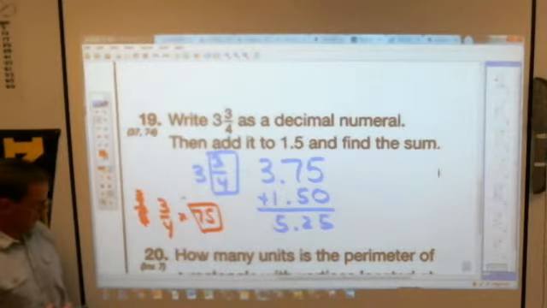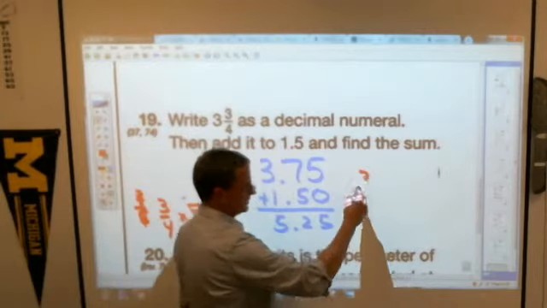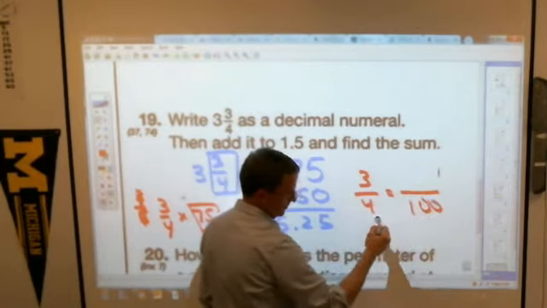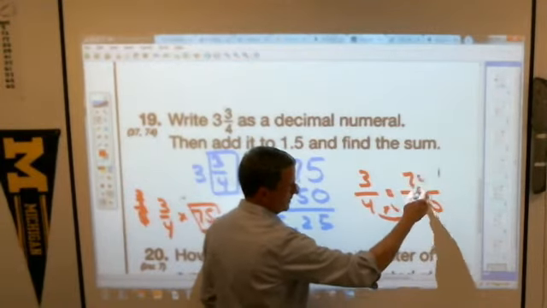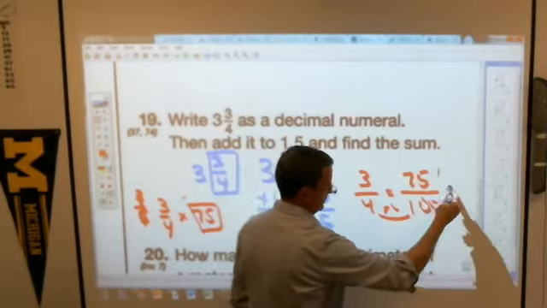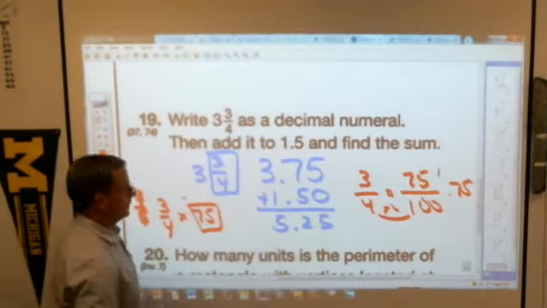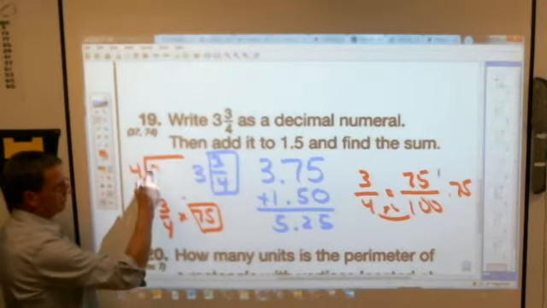Multiply 4 by 25 and multiply 3 by 25 and make it a decimal. Okay, I see where Ethan's going with that. He's saying, well, since decimals are out of 100, you multiply the bottom by 25, multiply the top by 25, you get 75 hundredths, which is 0.75. 75 hundredths. Or you can always divide the bottom into the top.